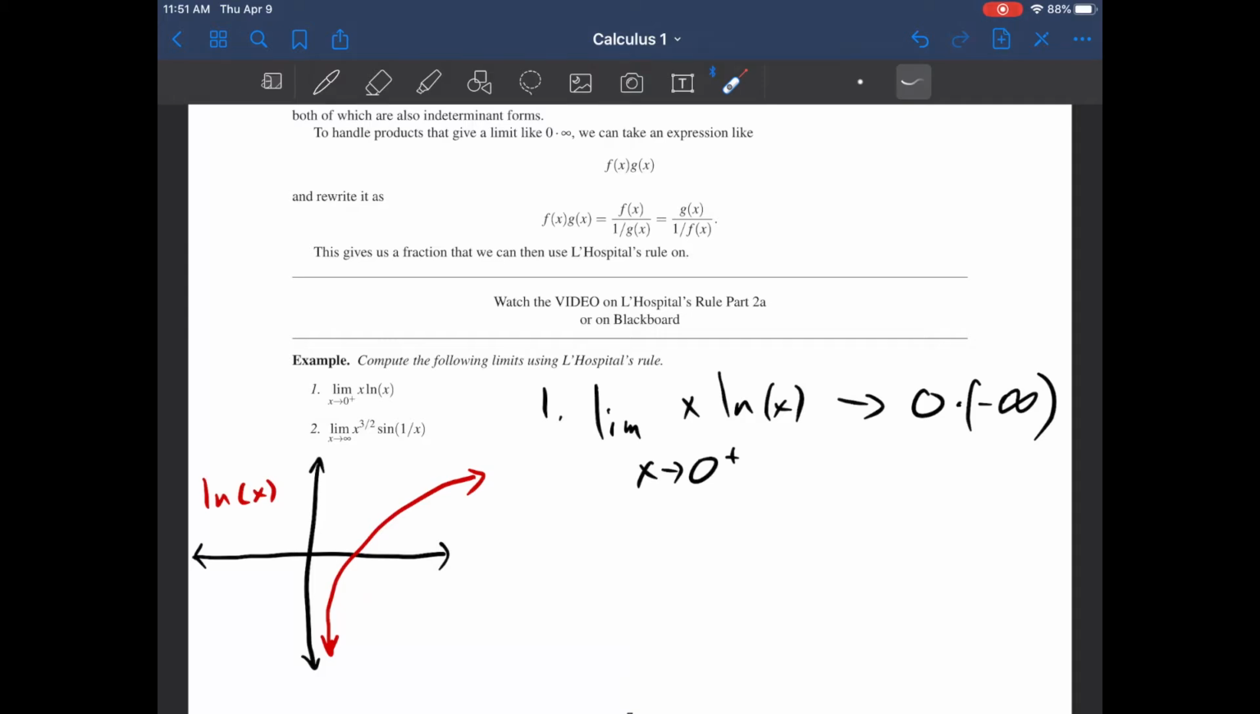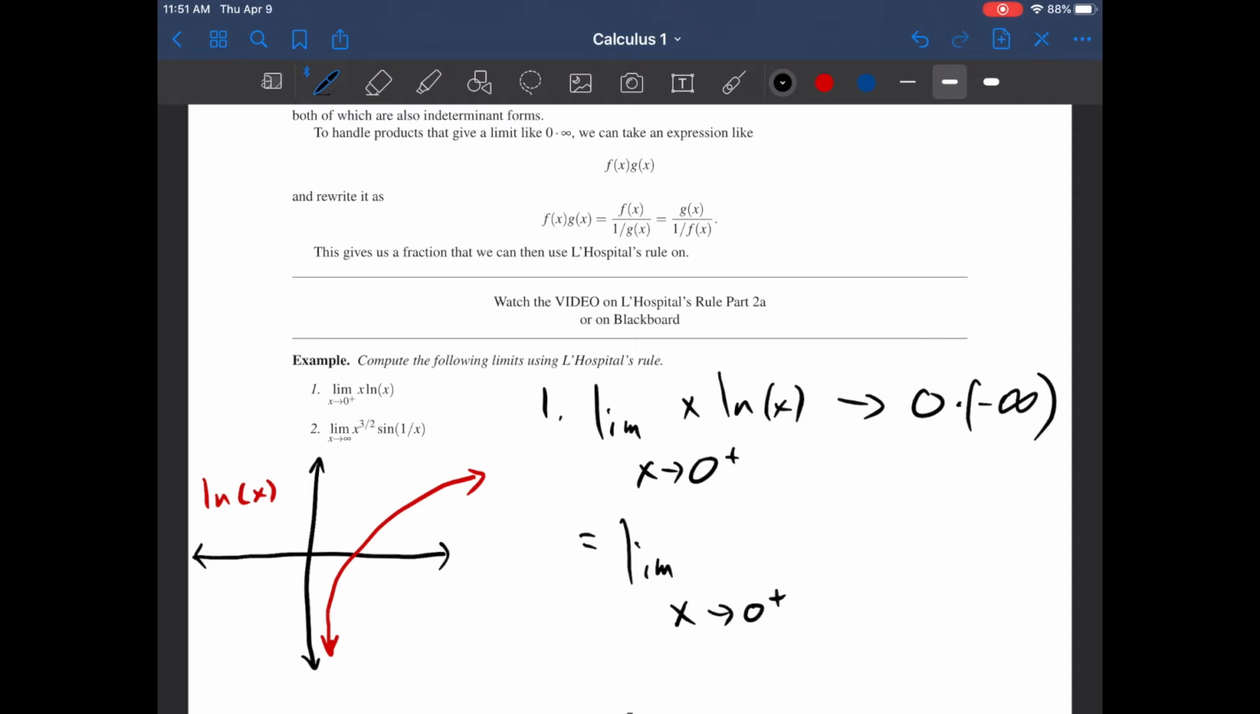and you can't quite use it directly, because remember, L'Hopital's rule is only applied when you have a quotient, a fraction, so a function above another function. Here we have a product of two functions, not a quotient. So we can try to take this and write it as a quotient, and then we can use L'Hopital's rule on it.